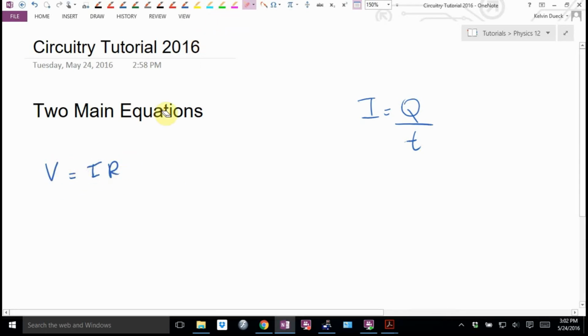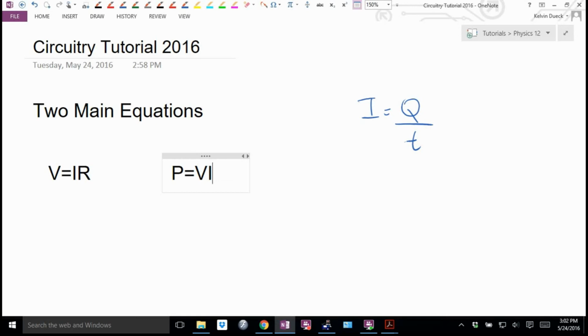In fact, you know what? They're important enough. I'll differentiate them by typing them. The two main equations: V equals I times R, and power equals V times I. That second one there has a couple of other versions.